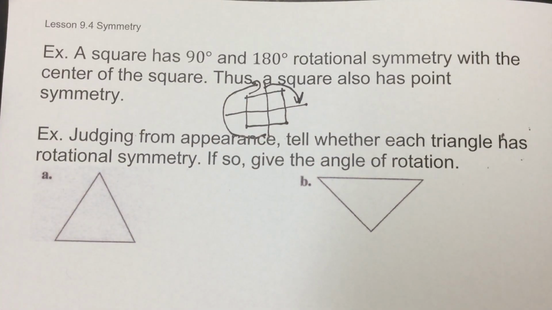So square being all sides the same, all angles the same as well. We could take that, turn it 90 and match up, or take it and do a half turn and it would match up. So that's what we're talking about with rotational symmetry.